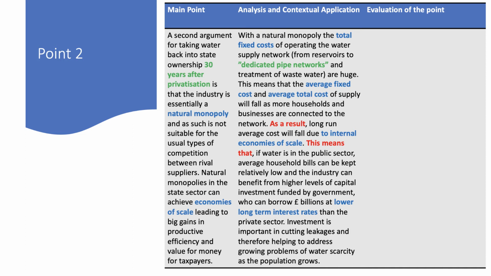I think 10-year yields on government bonds are 1.5% at the moment. So the state may well be able to borrow cheaply to fund the infrastructure spending in the water network. And if they do that, if the investment goes up, that cuts leakages and helps to address the problems of water scarcity, the challenges of a growing population.